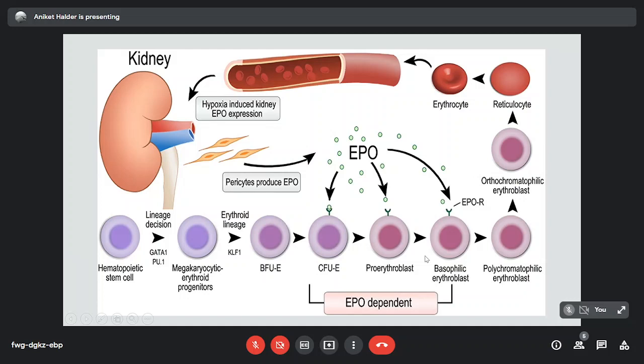So what the erythropoietin does is bind to the erythropoietin receptors, causing downstream signaling pathways leading to increased transcription of different genes which are involved in the proliferation, differentiation, maturation, as well as the survival of these erythroid precursors, and hence they cause increased differentiation and maturation of the cells towards a normal RBC.